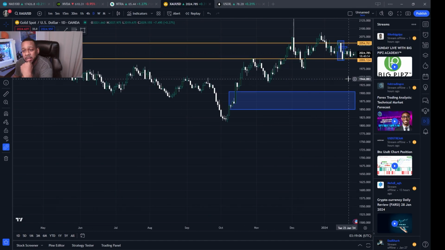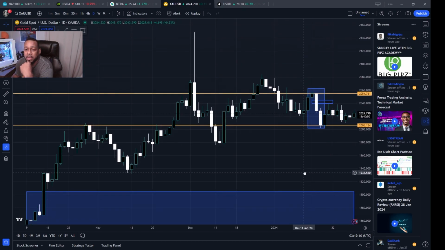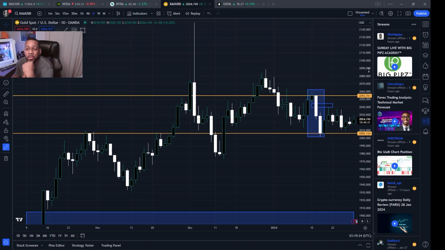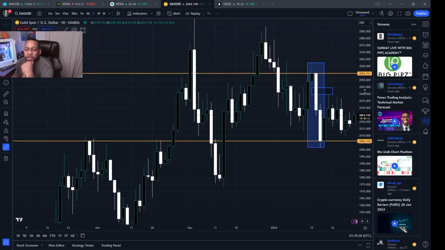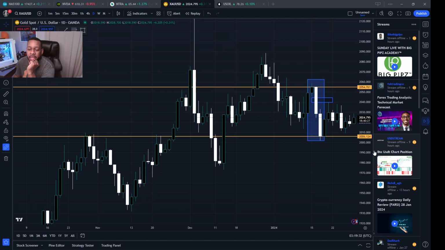go to the daily. Zoom in. So on the daily, close above this 2054, more than likely price is going to continue up. We'll have a TP here, and then the next TP will be all the way up here, where the price retreated from.